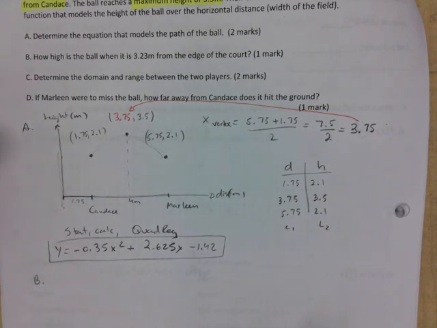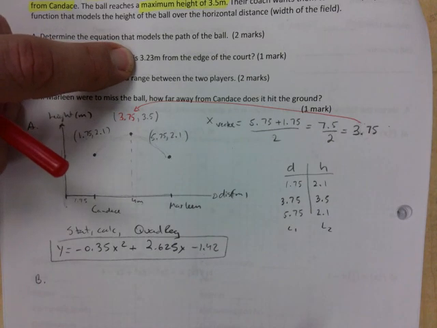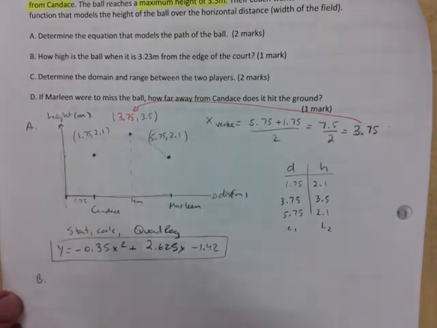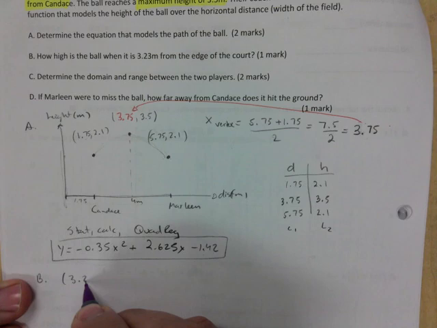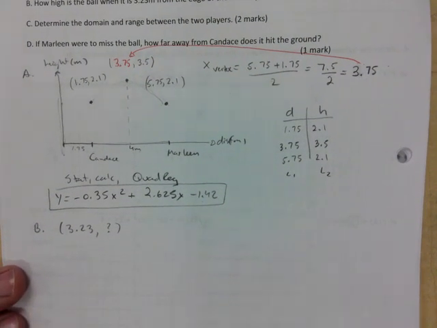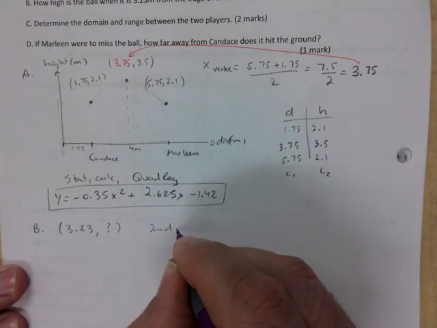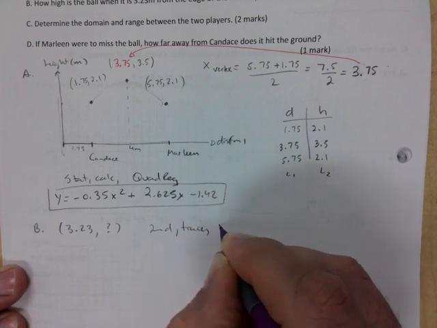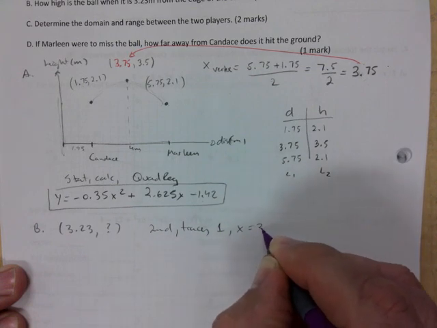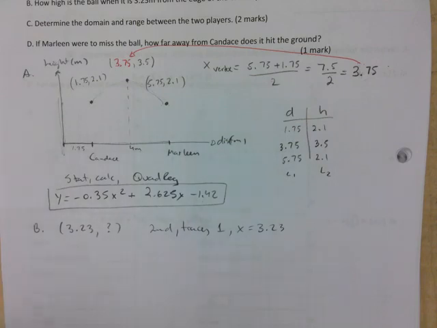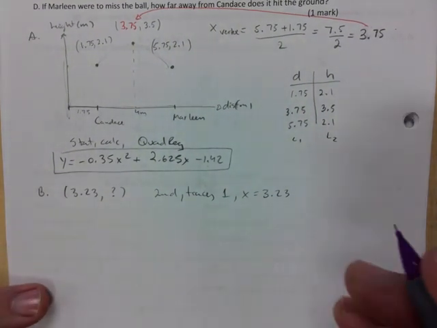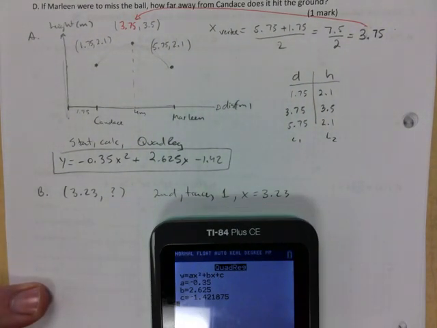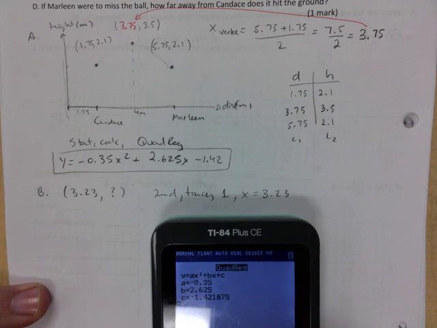Let's answer part B. How high is the ball when it is 3.23 meters from the edge of the court? So we're basically saying, if x is 3.23, what's the y value? So you have to use second trace 1 for value, and then let x equal 3.23. And I'm going to introduce something that I don't do enough in this course, because we're so used to using our calculator. I'm first going to do it the way we're used to.